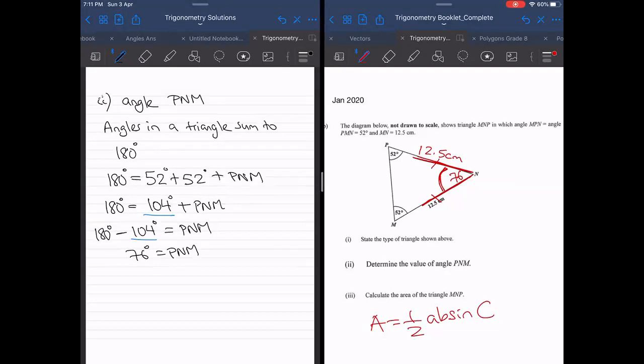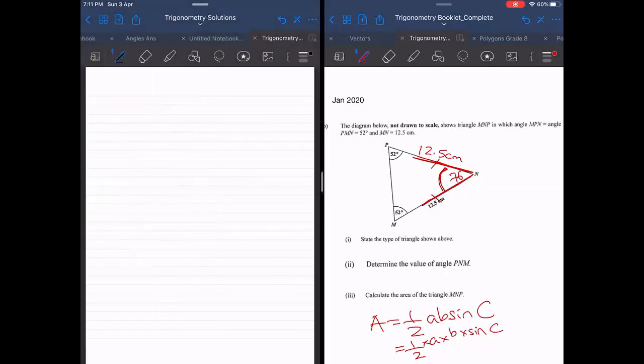Yes, so whenever you see letters beside each other, if there is no symbol in between, it is a multiplication. So AB means A times B. So it's a half times A times B times the sine of the angle. Right? So the area is a half AB sine C.